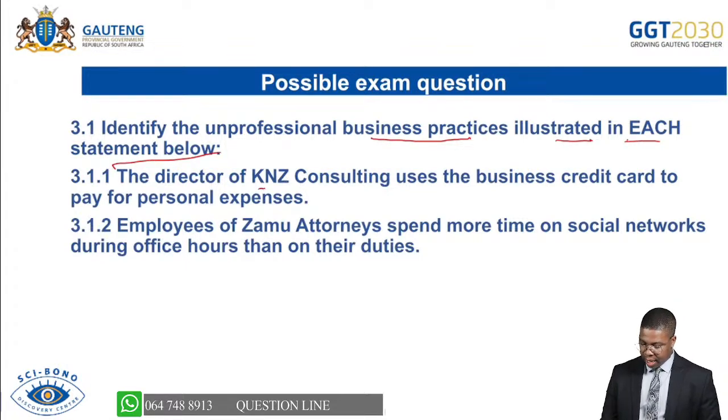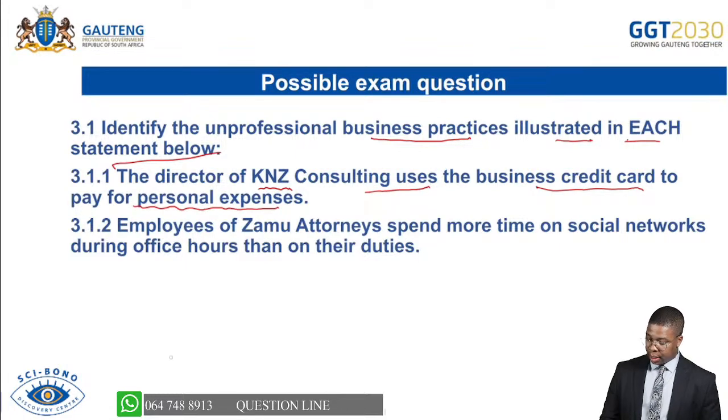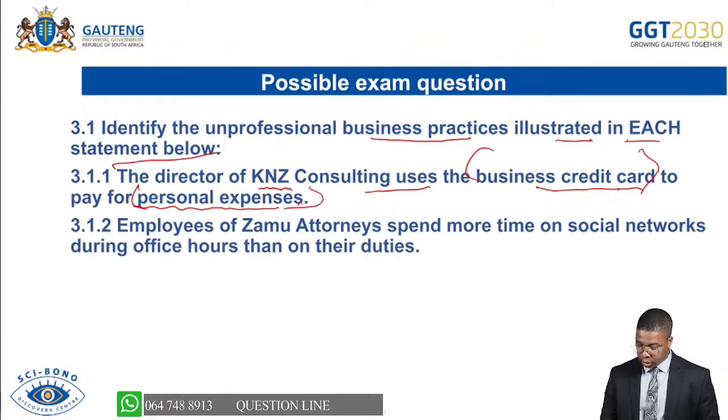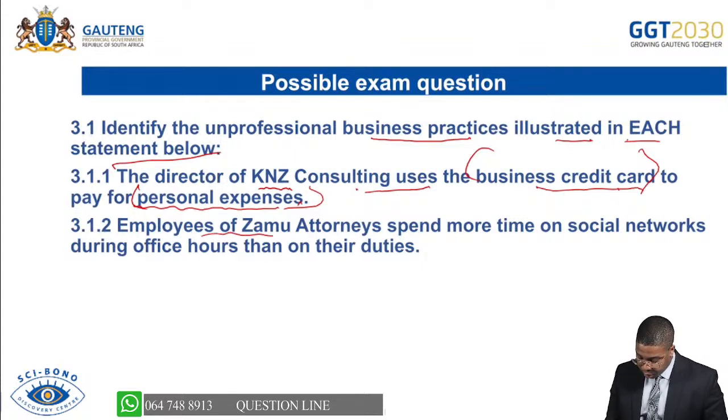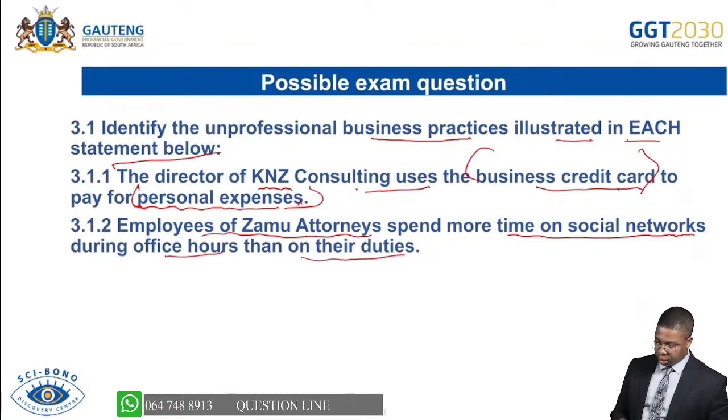The director of K&Z Consulting uses business credit card to pay for personal expenses. So it means the business credit card is being used to pay personal expenses of the director. That is unprofessional because it means the director is using the resources of the business for personal use. And then the employees of Zamu Attorneys spend more time on social media or social networks during office hours than on their duties. So then this is considered to be what?